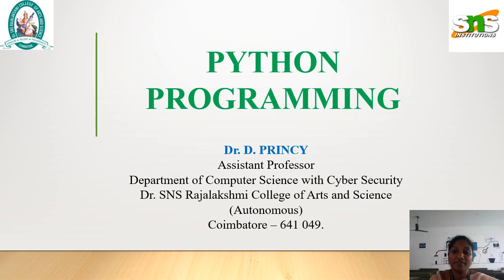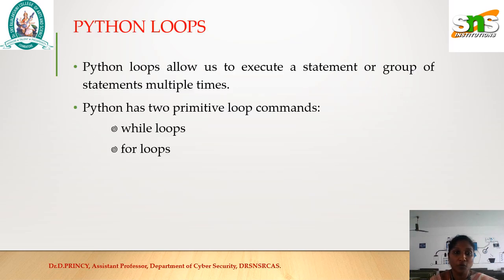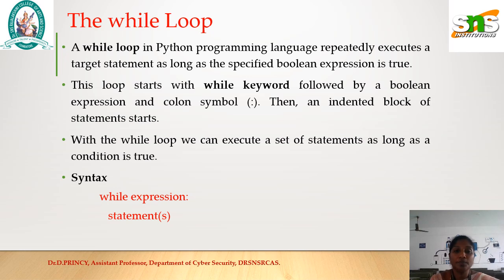In this video, we are going to see Python loops. Looping is a set of statements which is executed a number of times until a particular condition becomes true. Python loops allow us to execute a statement, or a group of statements, multiple times. The number of times depends on the conditions. There are two types of loops. One is the while loop, another one is the for loop. The while loop repeatedly executes a set of statements as long as the condition is true.